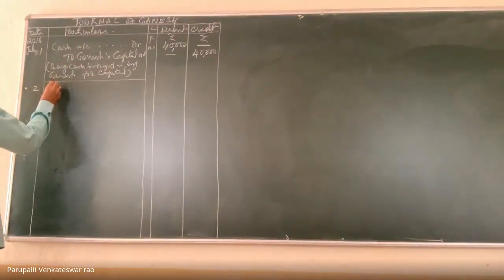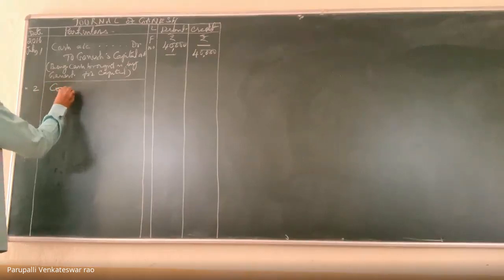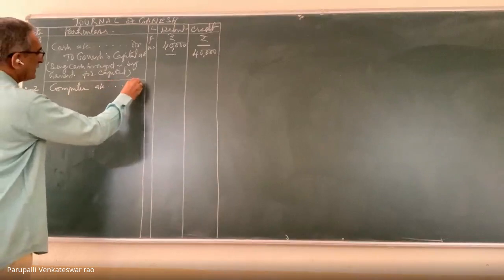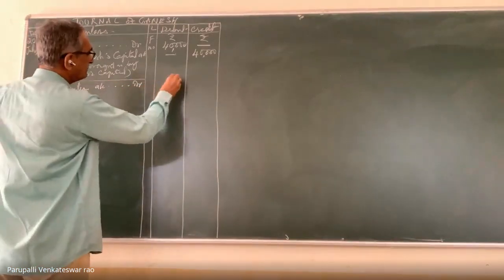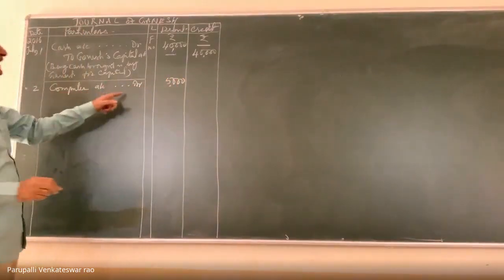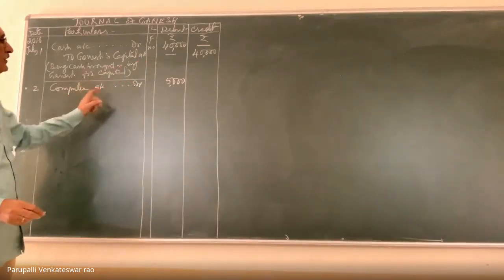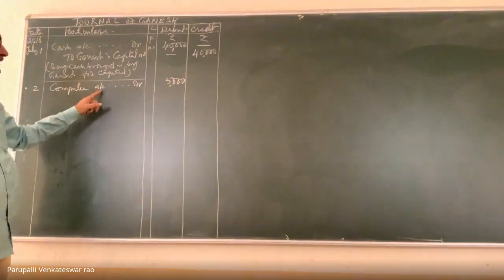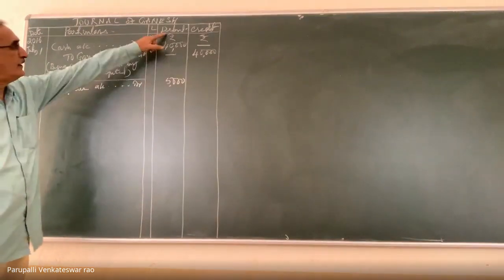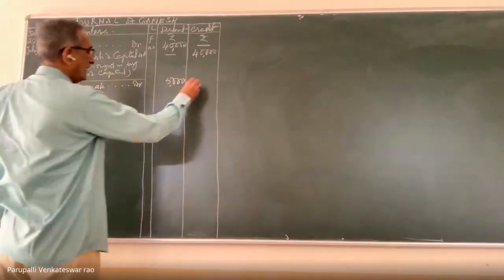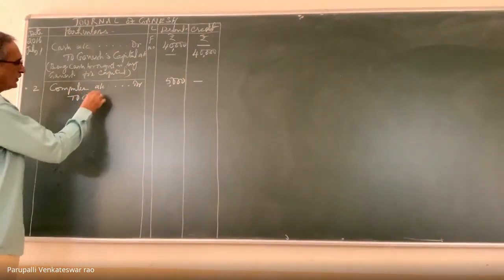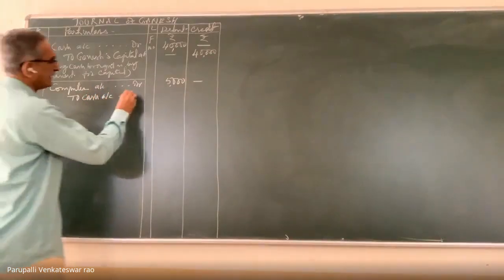So July 2nd, computer account debited with 5,000. Computer account is debited with rupees 5,000, and credit is cash. Cash is going out, so cash account is credited.